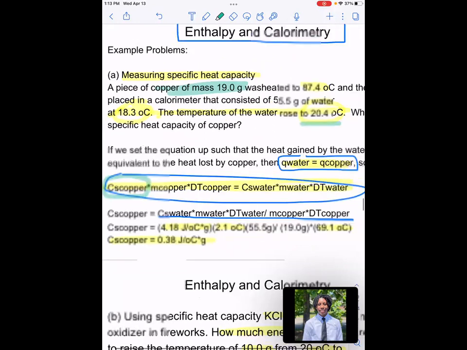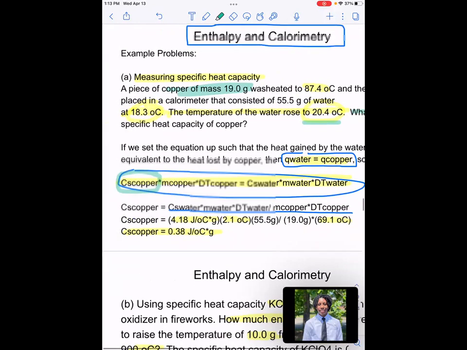It says, what is the specific heat capacity of copper? So since you add copper to the water, and eventually they're both going to have the same temperature, the heat that's given off by copper is going to be the same as the heat that's gained by water. So you set the Q's equal, and then you can solve for the specific heat of copper, right?